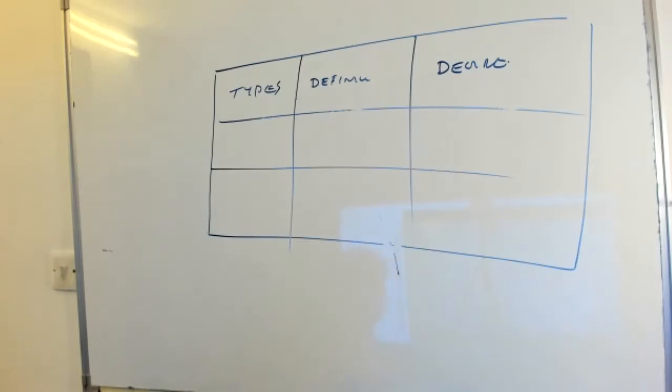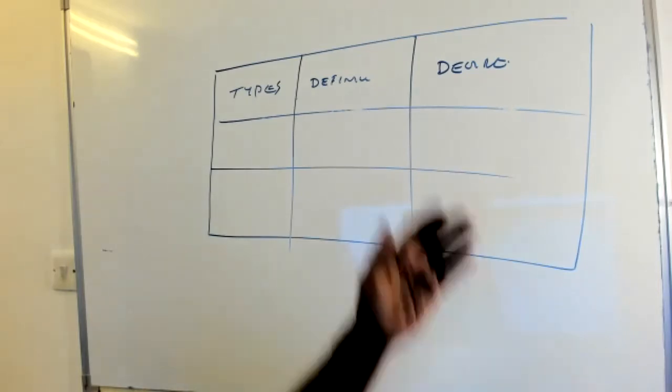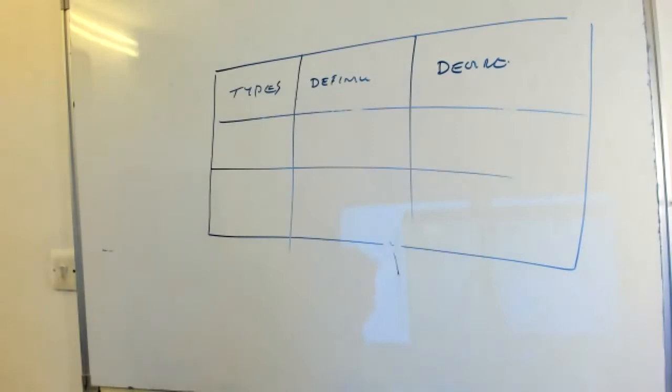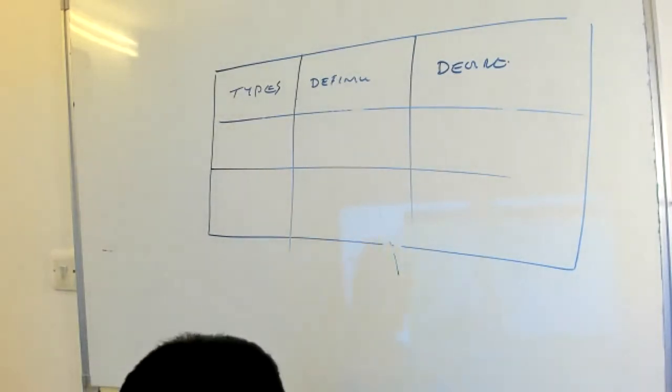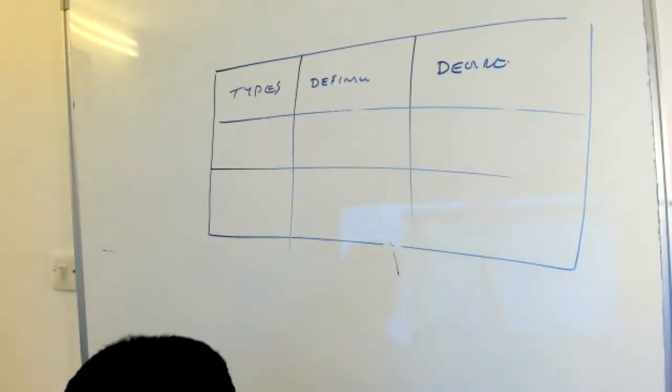One more column you make, examples. You write examples: x, then x minus 1, 3x plus 1, like that. Okay. Clear now?